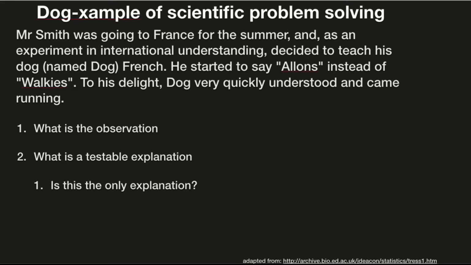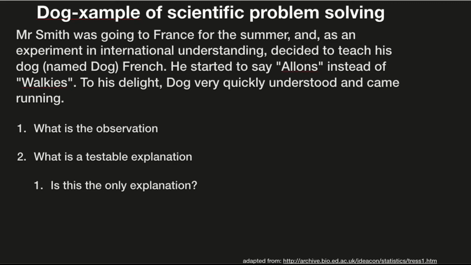So as an example of this process, I'm going to use an example of Mr. Smith, who was going to France for the summer and kind of wanted to play around with using the French language instead of English with his dog, who, just for the sake of simplicity, is named Dog. And so rather than saying walk or walkies, he decided to use the French word Allons. And so he noticed very quickly that Dog understood when he said Allons and came running because he was excited to go on a walk.